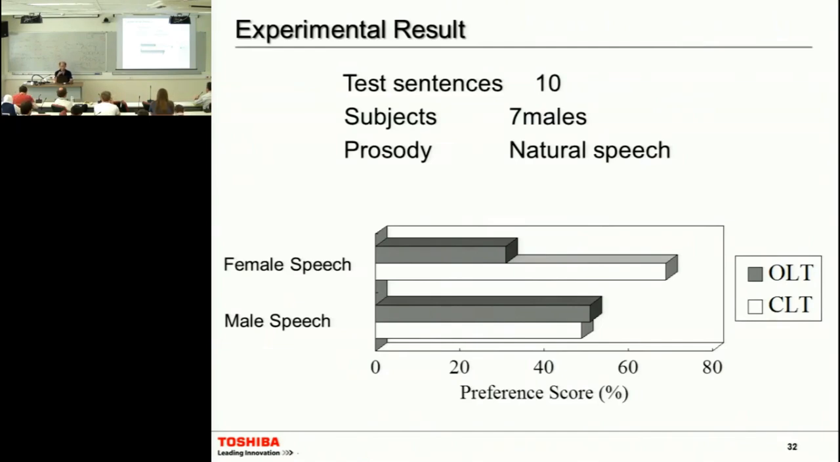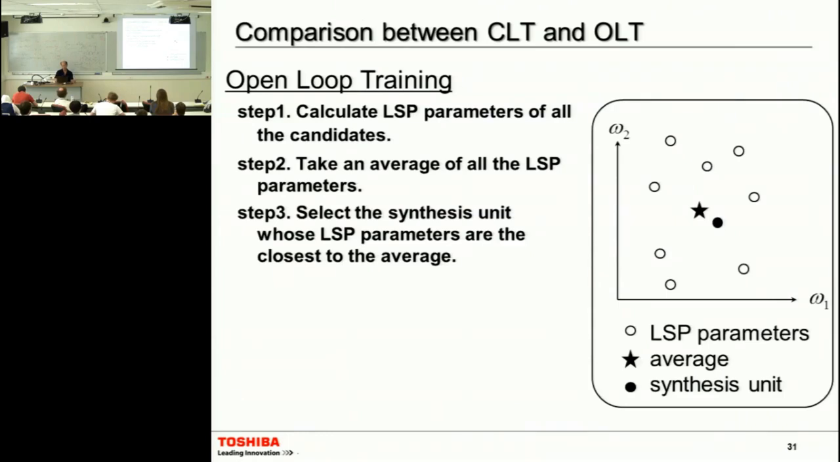Okay, this is just one example of the evaluation. In this case, there was no significant difference for male speech between closed loop and open loop training. But there are many cases where closed loop training is much better than open loop training. Could you explain a little bit what open loop training refers to? Open loop training means that we create a speech unit that is mostly close to the center of the training data.